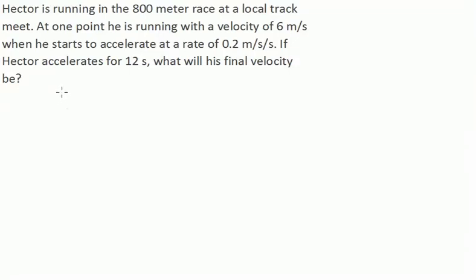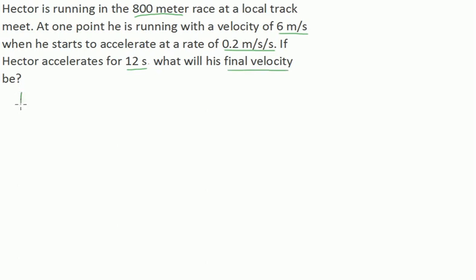Alright, let's try this one right here. We're going to go ahead and read through the problem. Hector is running in the 800-meter race at a local track meet. At one point he is running with a velocity of 6 meters per second when he starts to accelerate at a rate of 0.2 meters per second every second. If Hector accelerates for 12 seconds, what will his final velocity be?